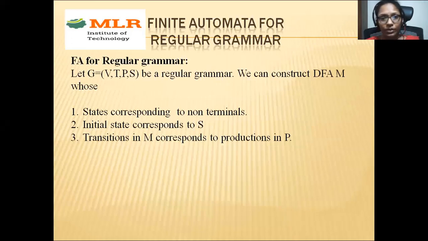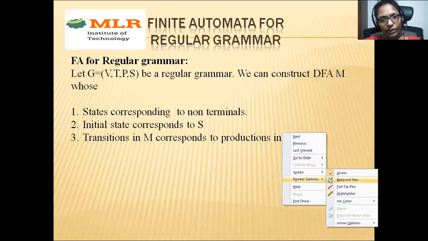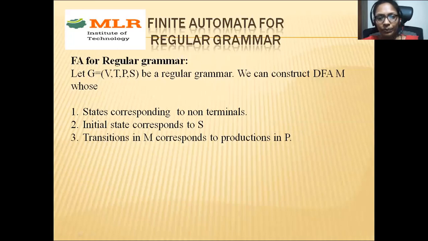So let's see the procedure first. Let G = (V, T, P, S) be a regular grammar; we can construct a DFA M. States correspond to non-terminals, that means vertices and states are the same. Whatever vertices you are using in your grammar will be equivalent to the states in M, that means the finite automata. This is grammar, this is finite automata. The initial state will correspond to the starting symbol, so whatever starting symbol you take, take that as Q0. Then the transitions in M are related to productions.